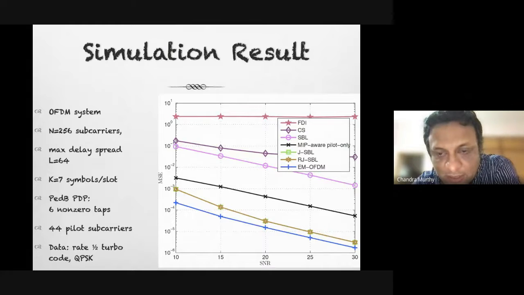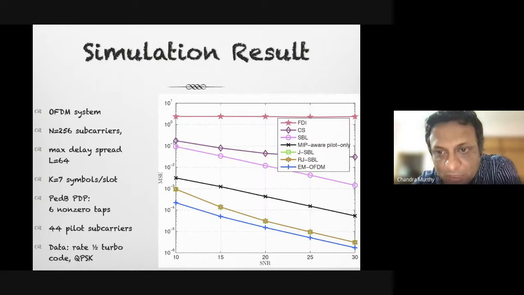the pink circle curve. So you can improve performance quite a bit, and in fact, the CS curve is flat, saturating with SNR. The mean squared error is saturating with SNR, whereas the SBL algorithm has a mean squared error which continues to linearly decrease with the SNR up until 30 dB of SNR.